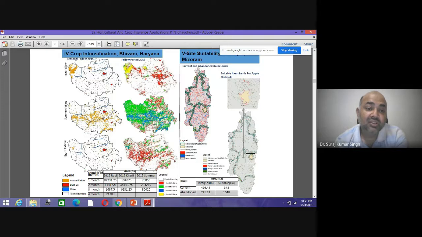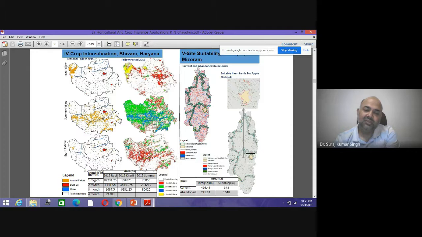So you can see that intensification, what is the seasonal fallow in Rabi season in 2015, then the summer fallow, then the Kharif fallow. So you will see that the maximum fallow land is in summer season, because of the low amount of underground water table. In the same way, you can create a classified image of 2015, then a classified image of summer fallow of 2015, and then of Kharif, and you can identify the different kinds of built up, water, taluk boundary, block boundary, or village boundary.